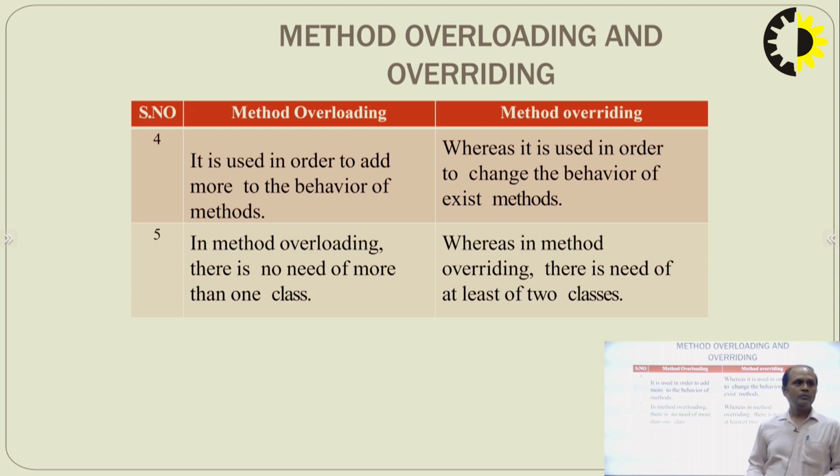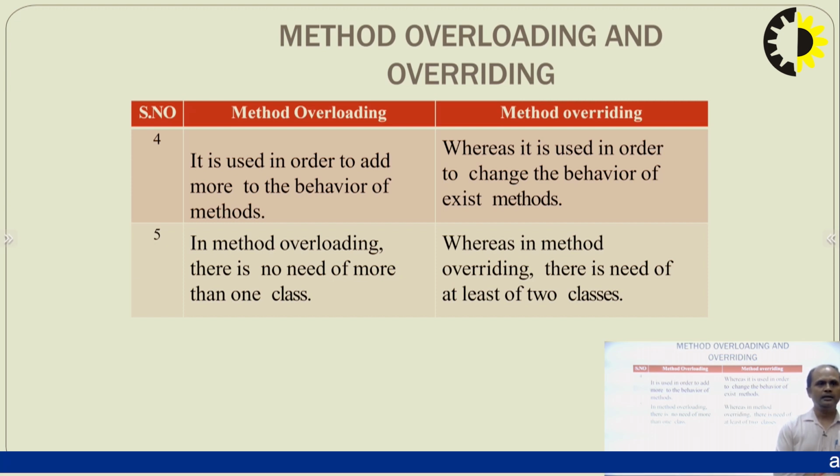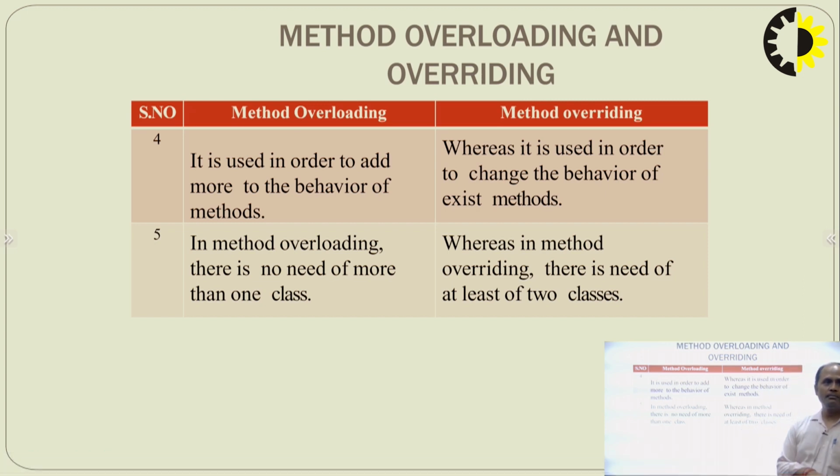Method overloading is used to add more behavior to a method, whereas method overriding is used to change the behavior of existing methods. In overloading, there is no need for more than one class, but in overriding, at least two classes are compulsory: one is the parent, one is the child class.